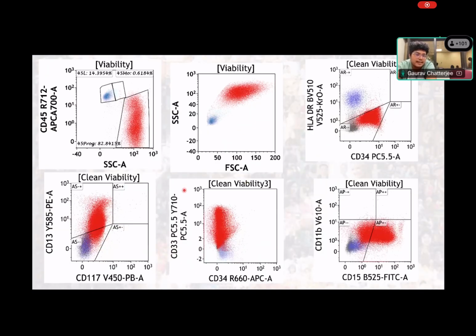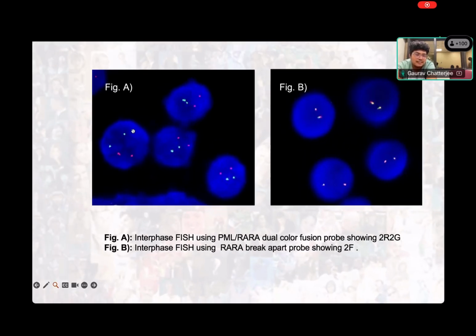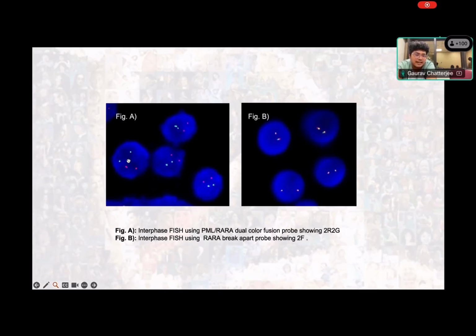You did flow also. I'm not going to detail. They had similar features to what you typically see in APML, right? So APML diagnosis confirmed. They have started with ATRA. Everything is good. But now the FISH result comes. Okay. So you can see that these 2 greens and 2 reds are completely separated. No fusion happening. So what is your diagnosis now?